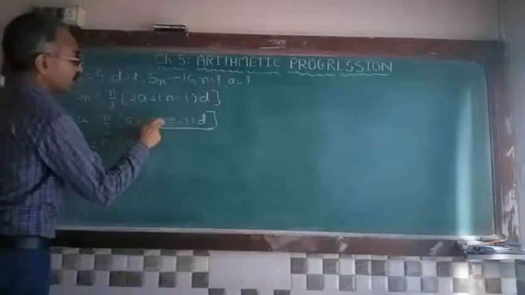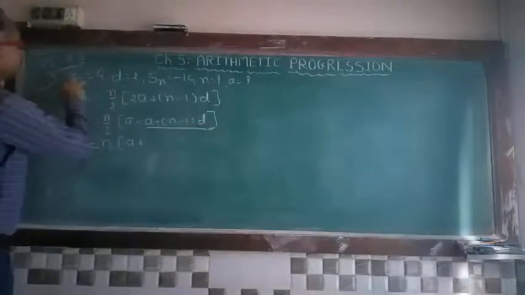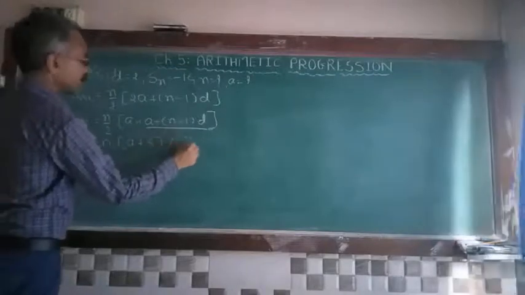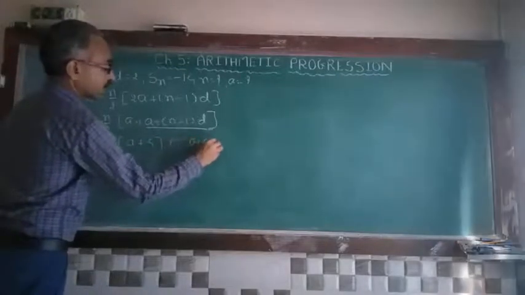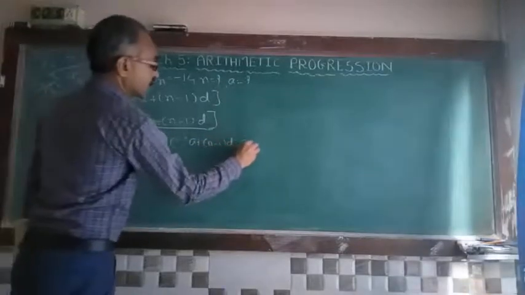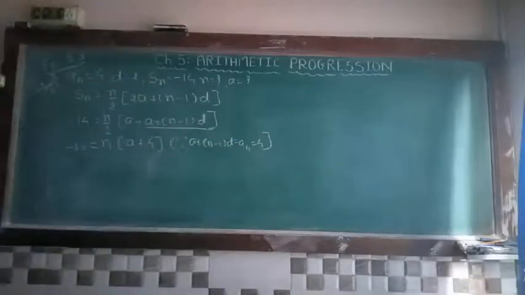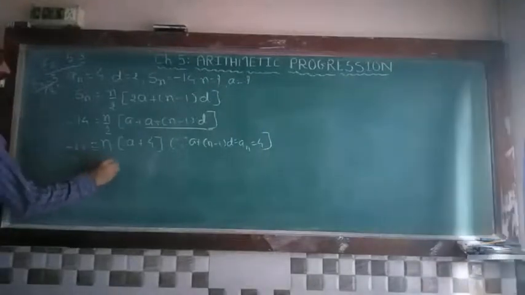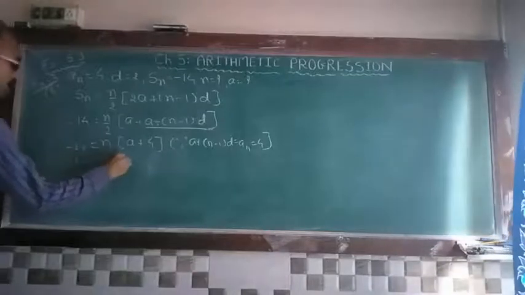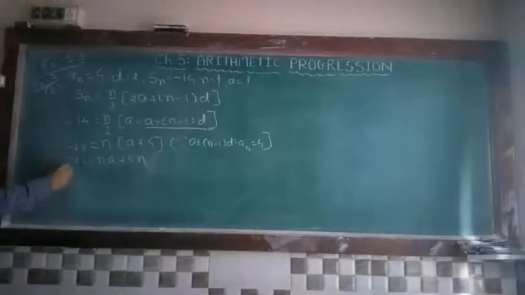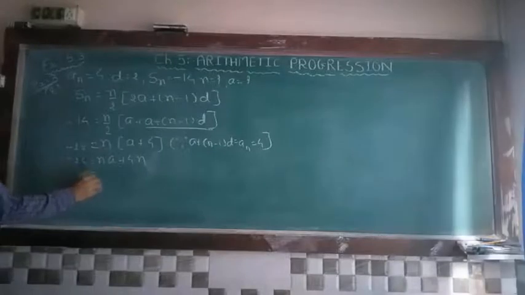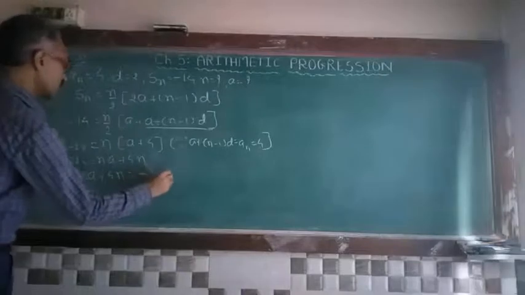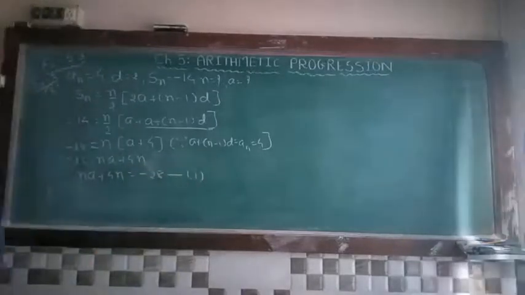Now the value of a plus (n minus 1) into d, that is an, but an is 4. Right, here a plus (n minus 1) into d is equal to an, that is 4, which is given to you. So minus 28 is equal to n into (na plus 4n). Okay, so na plus 4n is equal to minus 28. That is your equation 1.